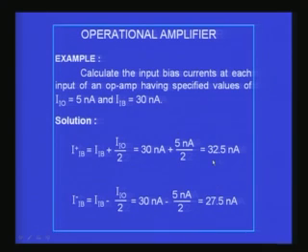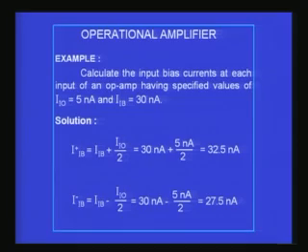input offset current. So if they give two, they ask the third one, it is very easy for us to calculate what the value is. Now let me go back and show you how to measure input bias currents.